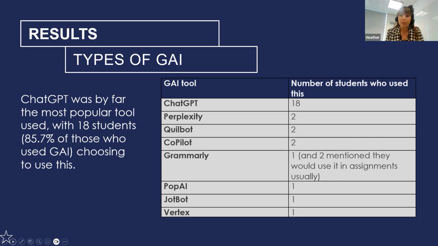ChatGPT was by far the most popular tool used. So 18 of our students chose to use this. We did see a variety of other tools being selected, some of which we had ourselves never heard of before. So it was quite interesting to see what our students were choosing to use. But GPT by far and away was the one most selected by the students in our research.